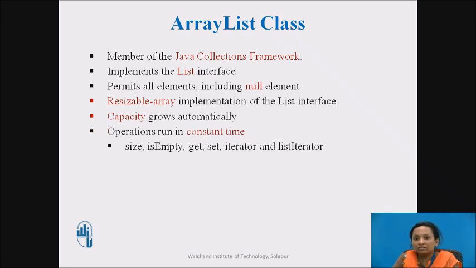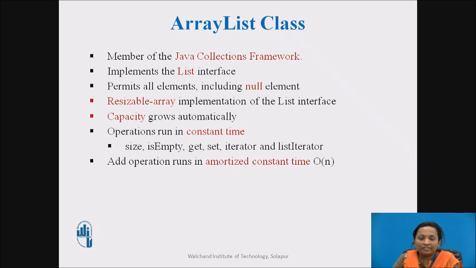In ArrayList, the size, isEmpty, get, set, iterator and listIterator operations run in constant time. The add operation runs in amortized constant time, that is adding n elements requires O of n time. ArrayList implementation is not synchronized. If multiple threads access an ArrayList instance concurrently and at least one of the threads modifies the list structurally, it must be synchronized externally.